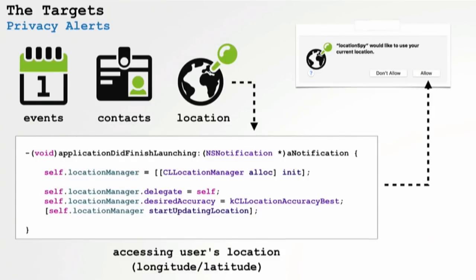Another aspect of the OS that a malware or a local attacker may seek to interact with synthetically are privacy alerts that are displayed, for example, when you try to access the user's location, their contacts, or the calendar events. So for example, here we can see on the slide, if you execute this code to try to figure out the geolocation of the infected system, the operating system will block this action and display an alert, and in theory, only continue when the user clicks allow.